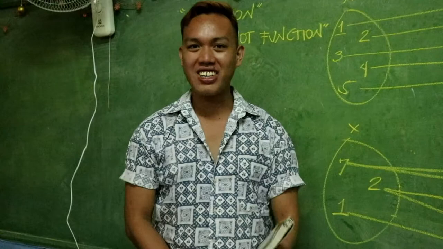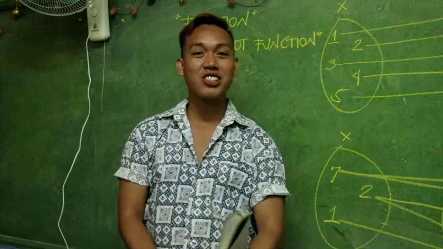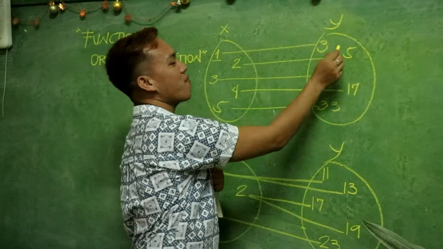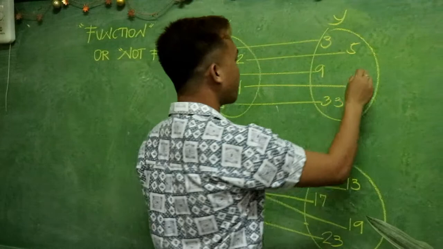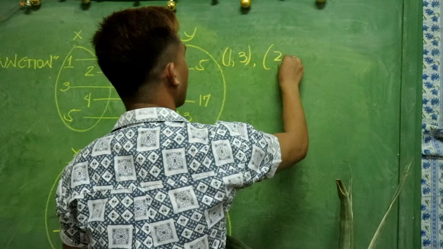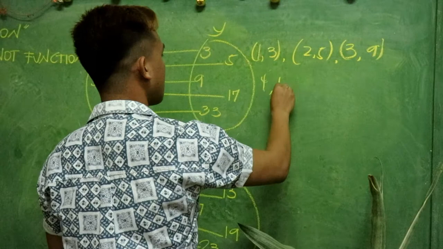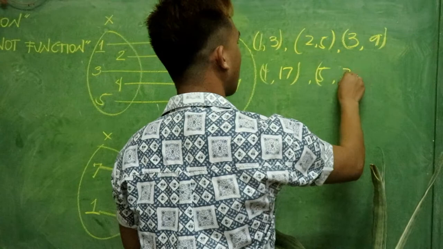All functions are relations, but not all relations are functions. Now, we are going to learn how to identify a function or not a function. We have here x of 1, 2, 3, 4, 5, and y of 3, 5, 9, 17, and 33. So we have here the ordered pairs 1 and 3, 2 and 5, 3 and 9, 4 and 17, and 5 and 33.